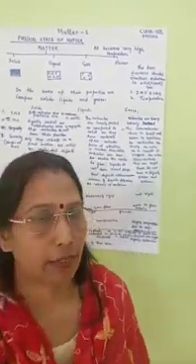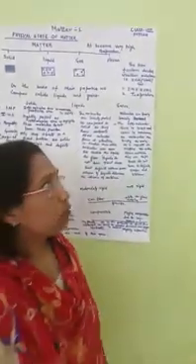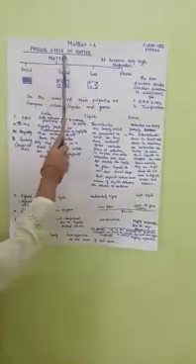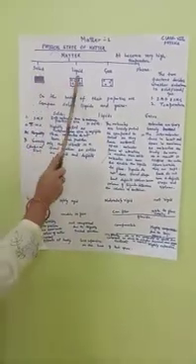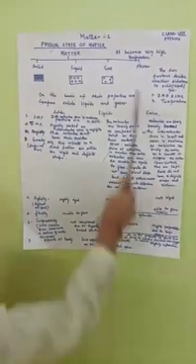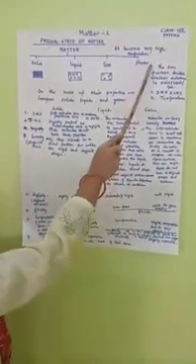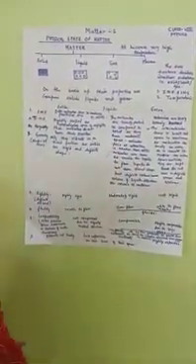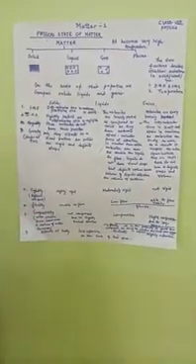Chapter is Matter. Now we shall discuss the physical state of matter. Matter can be classified in three forms: solid, liquid and gas. But at very high temperature, the fourth state, plasma, forms. But we will discuss the plasma state in higher classes.